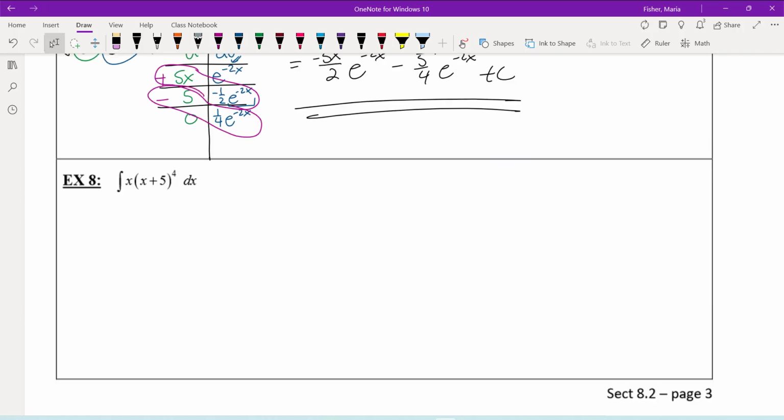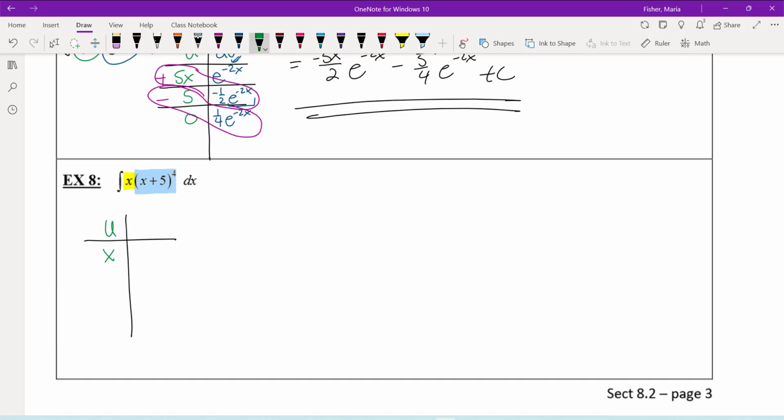It's not basic form. Technically, we could do a change of variable on this problem, but we're going to use the integration by parts tabular method because if we choose our u to equal x, we can take the derivative of that down to 0. And then this guy right here, this x plus 5 to the 4th, is easy to integrate. So let's make that table.